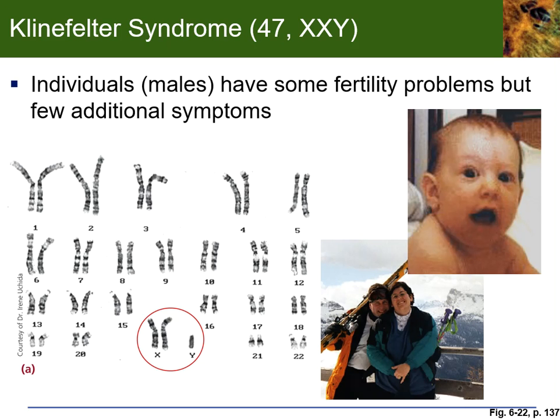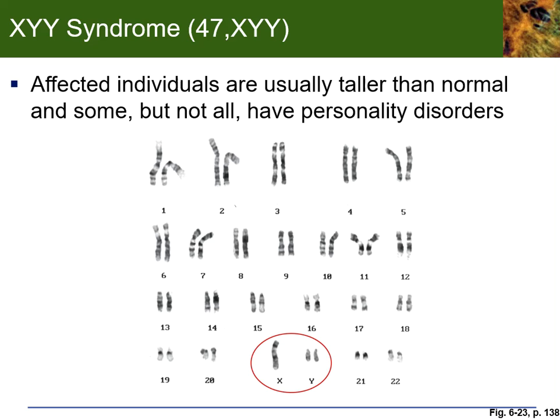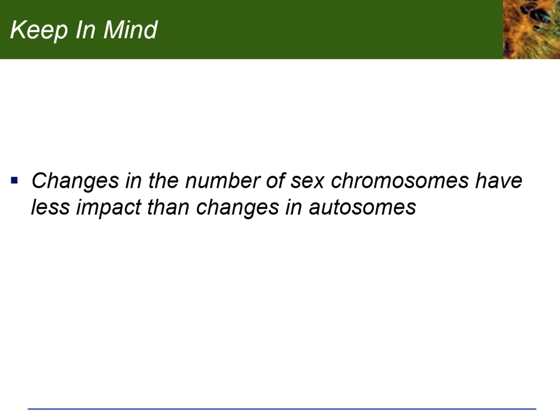And Klinefelter syndrome is 47XXY. Individuals, who will be male, have some fertility problems but few additional symptoms. They'll be male generally because they have that Y chromosome. Keep in mind that as long as you have a Y chromosome, you're pretty much going to be a male, no matter how many X chromosomes you have. In this picture, the young man on the left side has Klinefelter syndrome. XYY syndrome, 47XYY: affected individuals are usually taller than normal, and some, but not all, have personality disorders. Keep in mind that changes in the number of sex chromosomes have less impact than changes in autosomes.